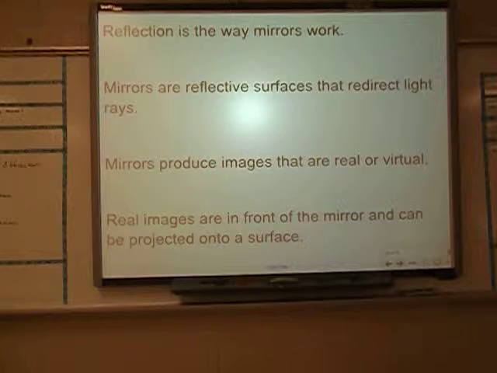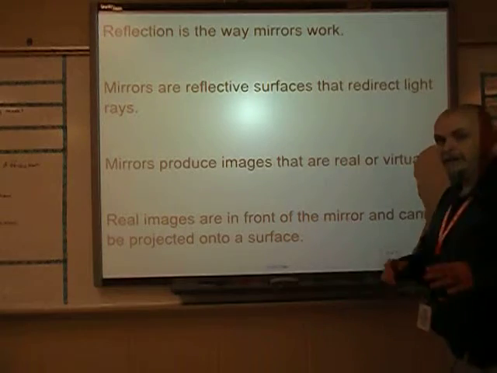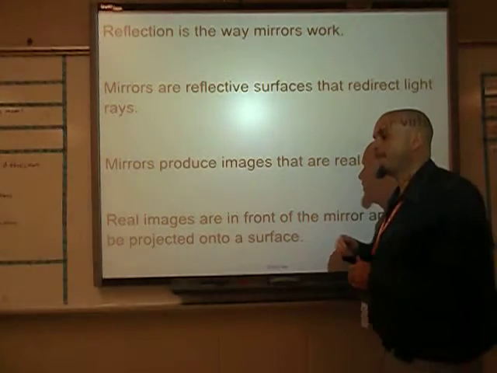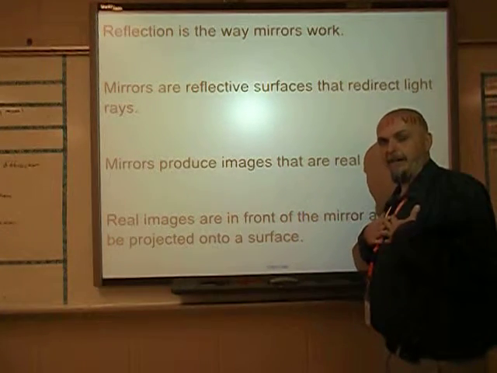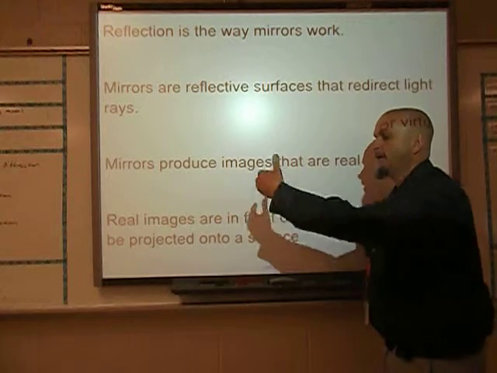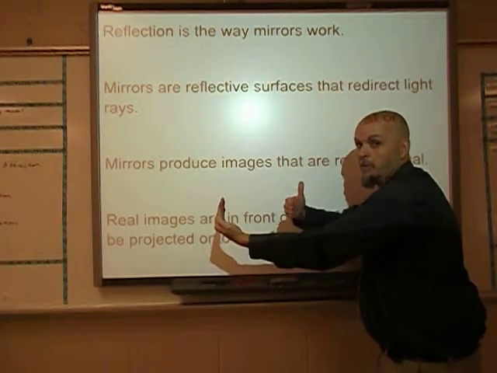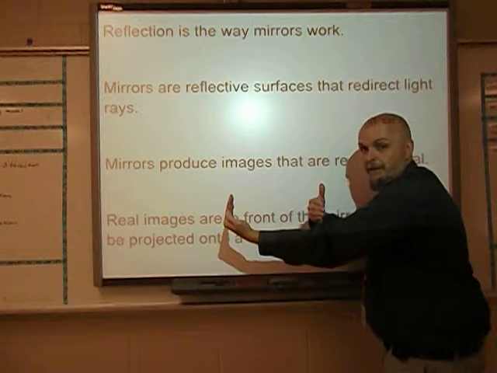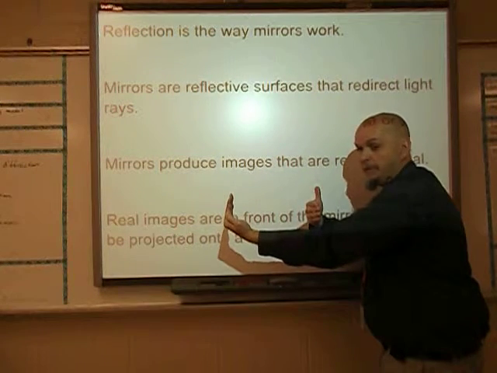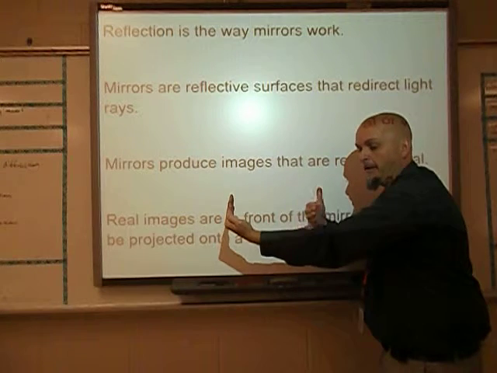Let's start with a real image. A real image would be produced in front of the mirror and can be projected onto a surface like a piece of paper. So here's the way it would work. I'd be standing here. The mirror would be over here. The image is somewhere between me and the mirror. That's what I mean by in front of the mirror.